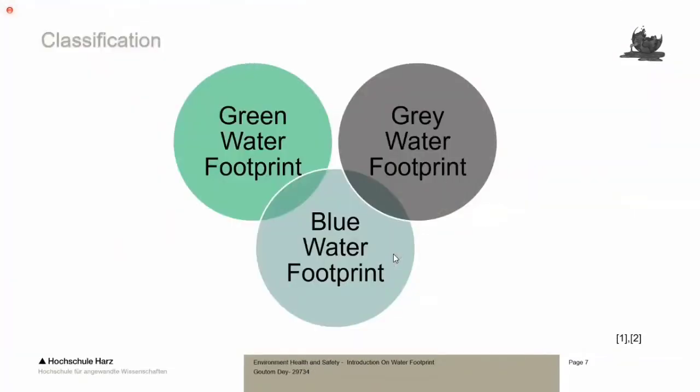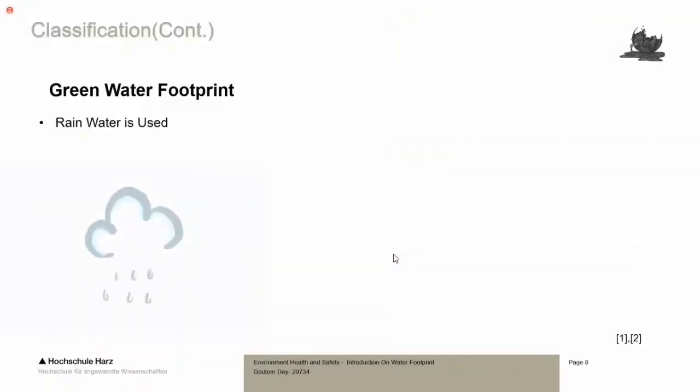So moving on to the classification, there are three water footprints: green, blue, and gray. Let's discuss them one by one. So green water footprint is water from precipitation, that you have seen in the YouTube video, that is stored in the root zone of the soil and evaporated, transpired, or incorporated by plants. It is particularly relevant for agricultural, horticultural, and forestry products.